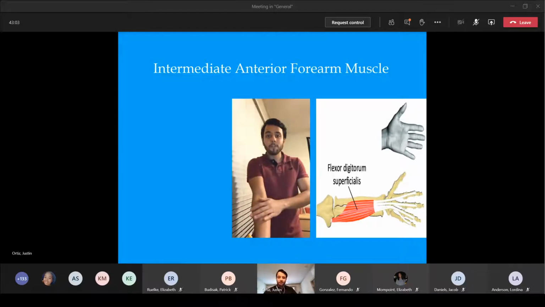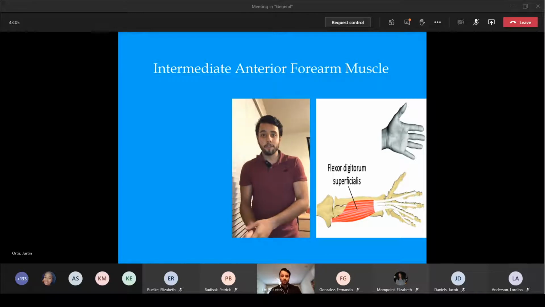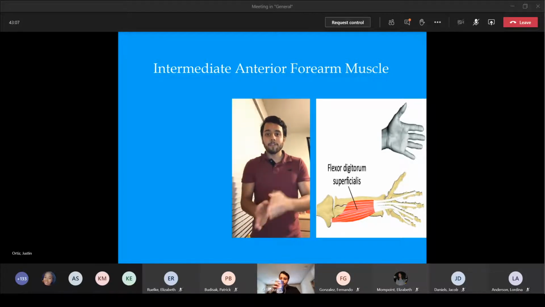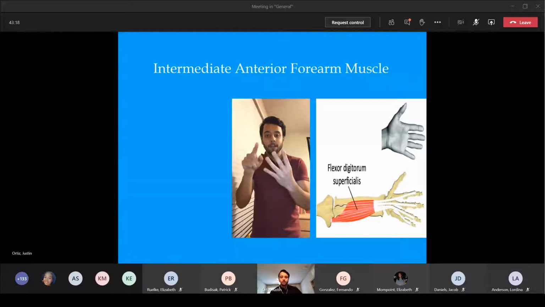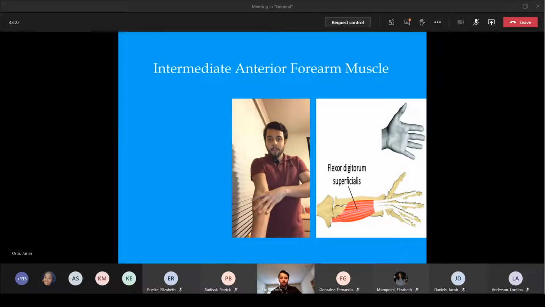So remember, there's going to be 8 total anterior forearm muscles. It's going to be divided into 4, 1, and 3. So 4 superficial, which was pass, fail, fail. Remember, pronator teres, flexor carpi radialis, palmaris longus, and flexor carpi ulnaris, right? Which is just like this.